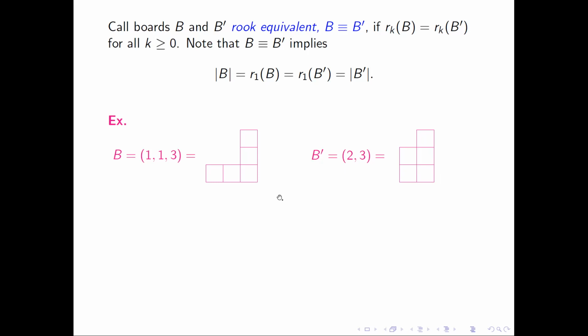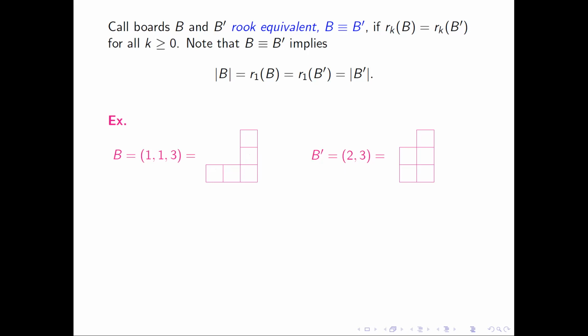On the other hand, there is no way to place 3 rooks on any of these. First, this one, obviously there's not, because I only have 3 columns. Here, once I place 1 rook in this row, I only have 1 column left. I'm only going to be able to place 1 more rook. Okay, so there's no way to place 3 rooks on either of these in a non-attacking way.